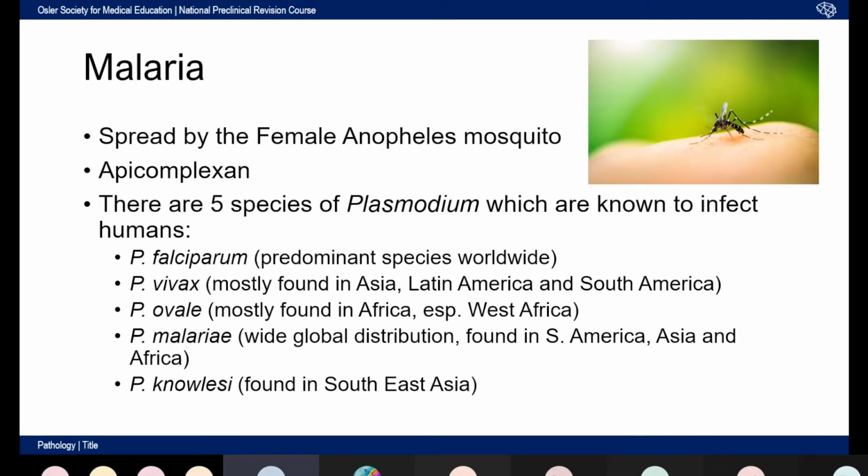There are 5 species of Plasmodium, which is the parasite that causes malaria, known to infect humans. The predominant species worldwide is Plasmodium falciparum, and that's the one people often mean when they refer to malaria. The different species all differ slightly in their life cycles. For example, Plasmodium vivax, which is probably the next most predominant after Plasmodium falciparum, has a dominant stage in hepatocytes in the liver, which Plasmodium falciparum doesn't have. But for the rest of the slides on malaria, I'll mainly be focusing on Plasmodium falciparum.